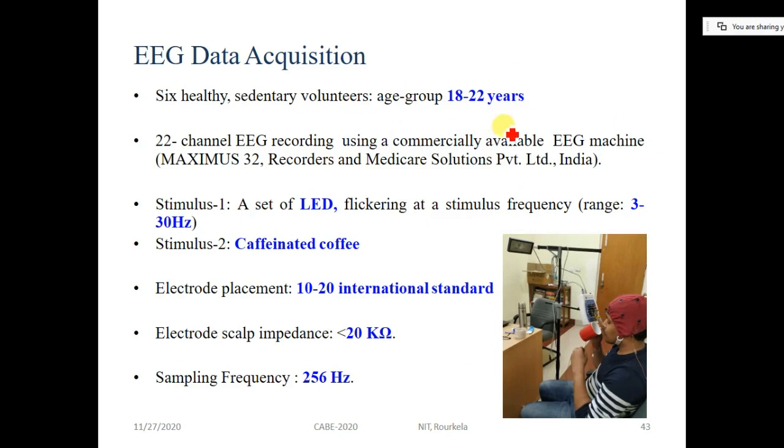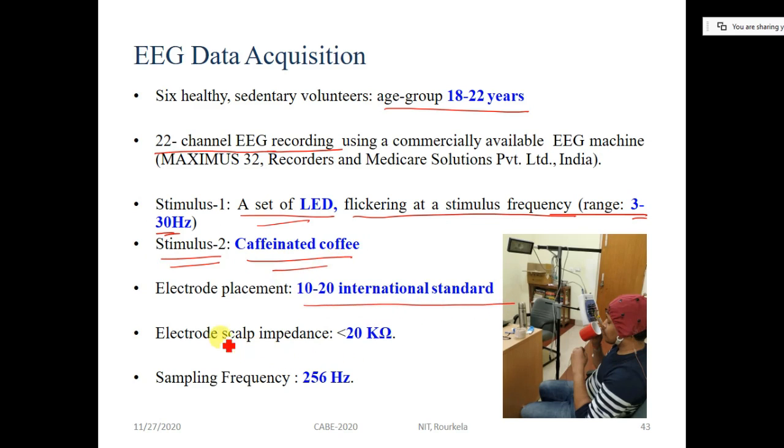We acquired the EEG data, and the age group of the volunteers was 18 to 22 years. We used a 22 channel EEG recording machine, which is a commercially available EEG machine. For stimulus one, we gave LED flickering at a particular frequency in the range of 3 to 30 hertz, and stimulus 2 was the caffeinated coffee. The electrodes were placed in the 10-20 international standard. Electrode scalp impedance was kept lower than 20 kilohms, and the sampling frequency was 256 hertz.